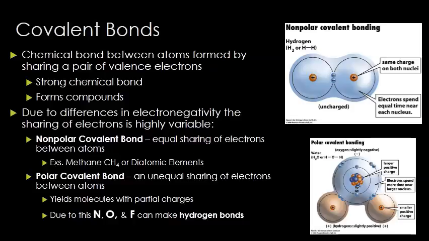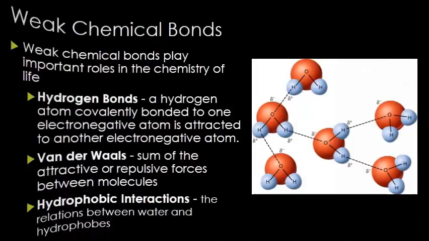With something like a diatomic element, where the electronegativities are the same, it is going to be a nonpolar bond. The electrons will spend equal time near each nucleus. However, with something like water, it's going to be polar covalent because oxygen has a much higher electronegativity. Therefore, it has a much stronger hold on the electrons. So oxygen will become partially negative and hydrogen will become partially positive. This is important in biology because that partial positive charge on the hydrogen allows hydrogen bonds, which are extremely important.